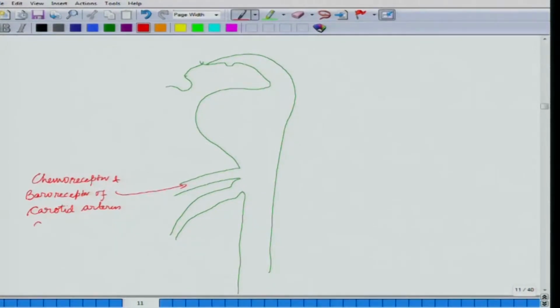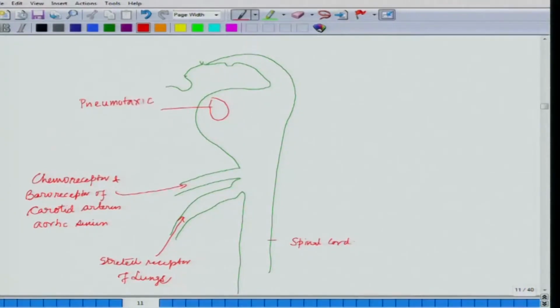And aortic sinuses. Okay. So, these are the stretch receptors of lungs, which help the lungs to expand, and this is your spinal cord, and here you have the different centers, which includes pneumotaxic center. These are the centers which are regulating under the influence of the higher centers of the brain.